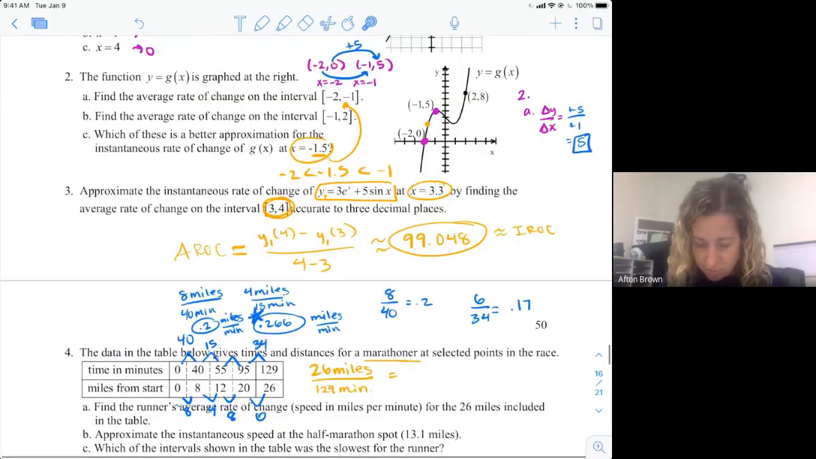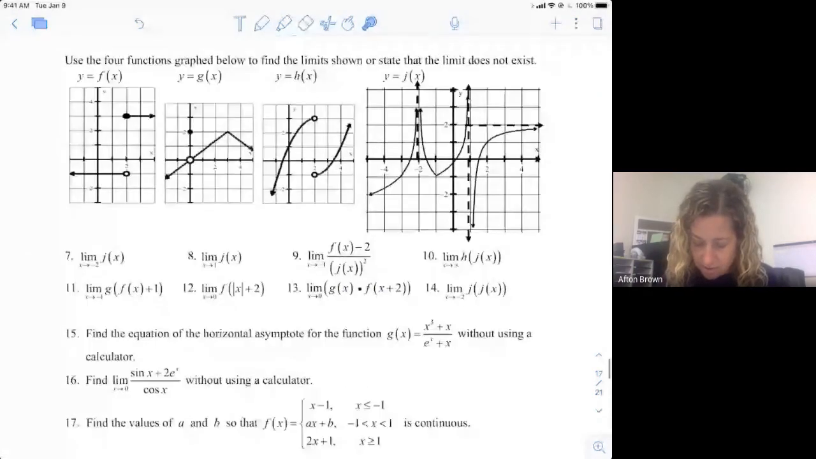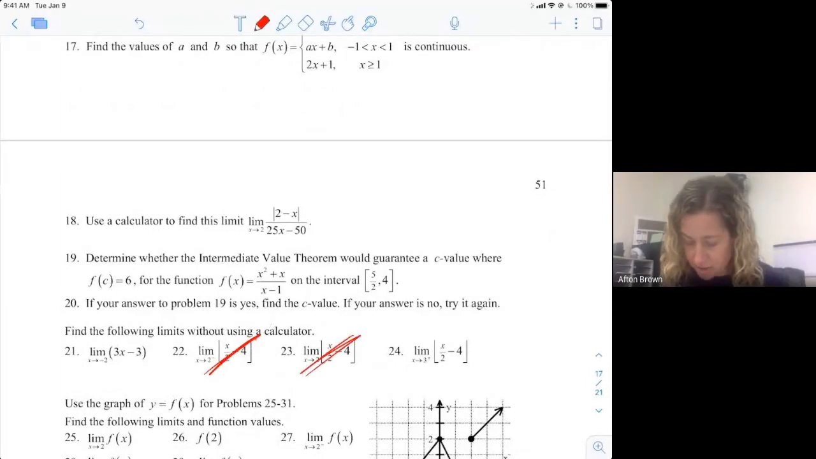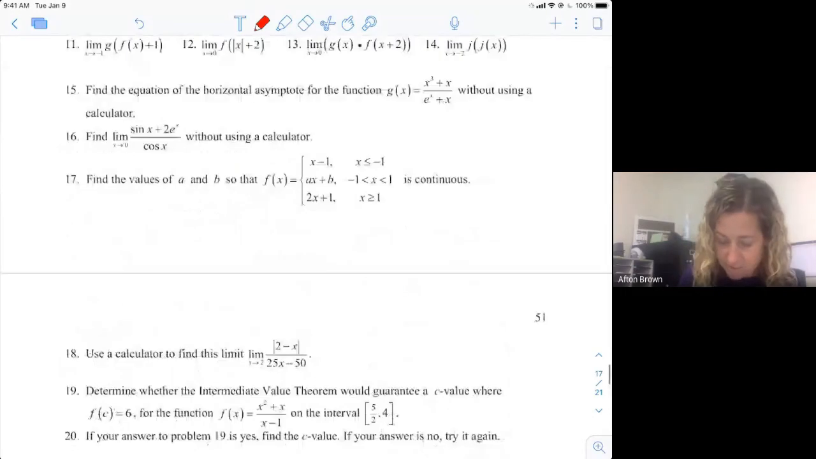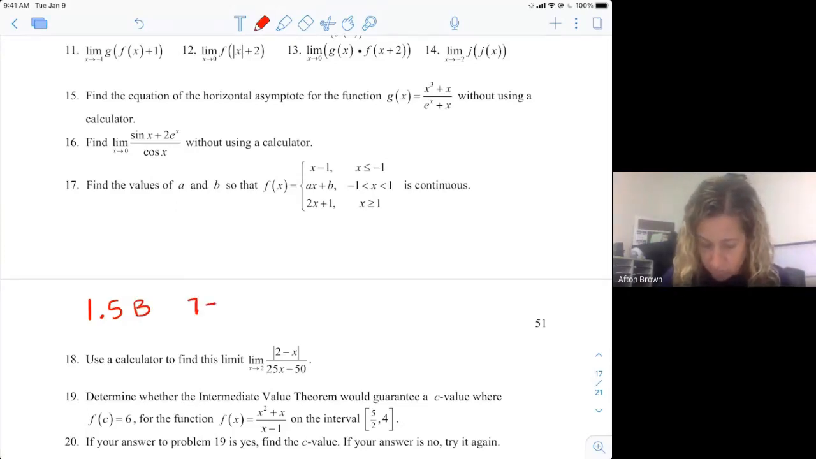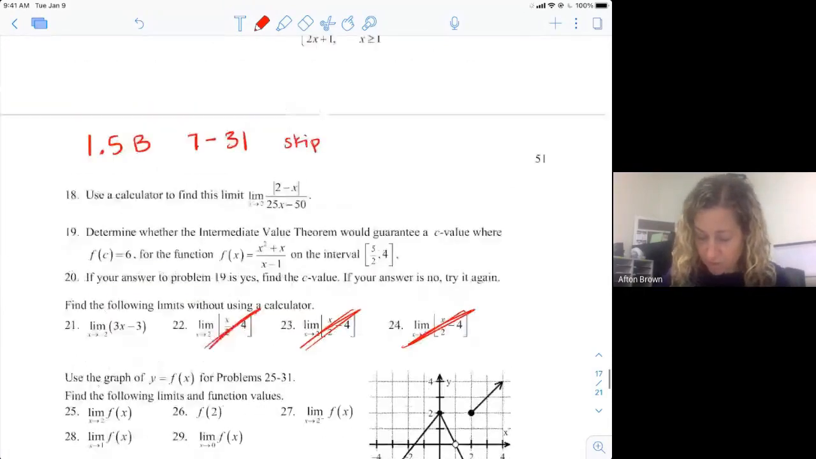So I just thought of one other thing. I'll tell you your assignment. Your assignment is 7 through the rest of it. I don't think there were any, but you can skip 22, 23, 24, and I think that's it. So this is 1.5b. You guys are doing 7 through 31, but you're going to skip questions 22, 23, and 24.